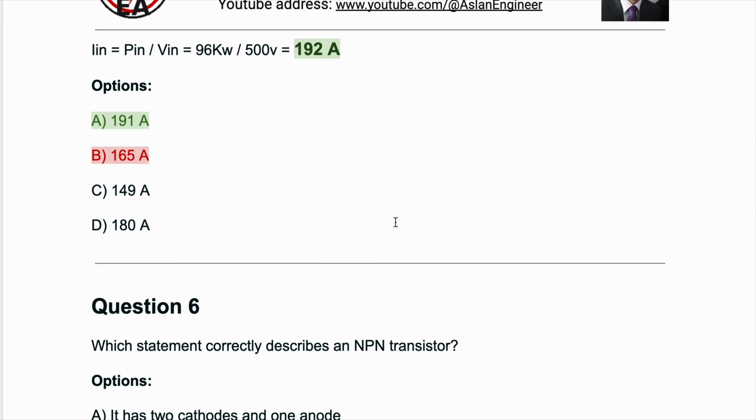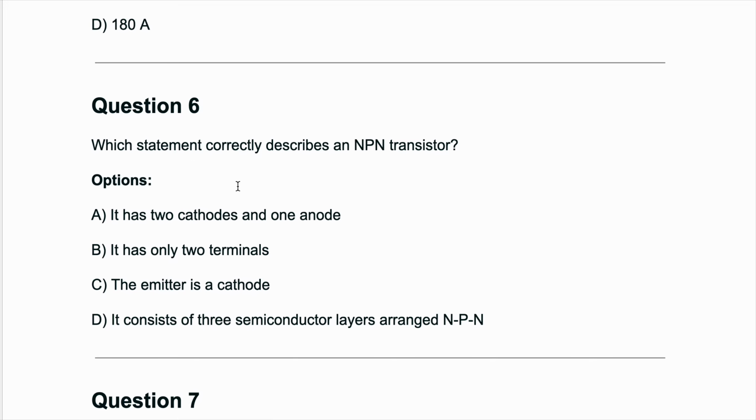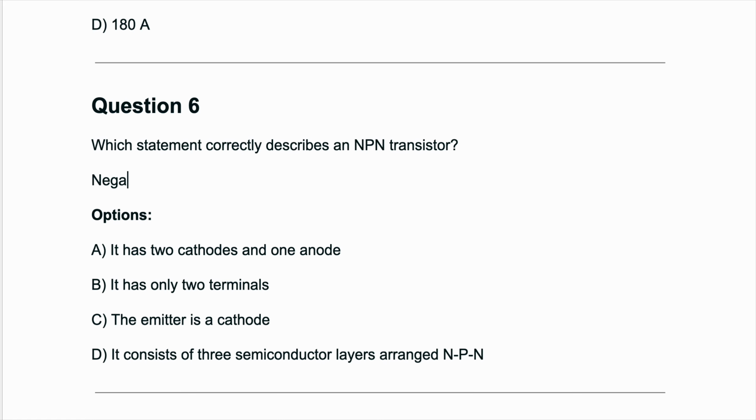Okay. Question 6. Which statement correctly describes an NPN transistor? What is the NPN transistor? We have two different kinds of transistors: negative transistors like NPN, and positive transistors like PNP.